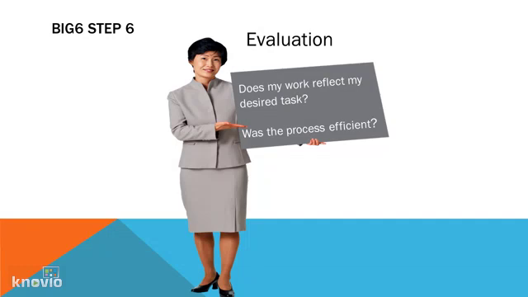Step 6 is evaluation. It's the last step in the Big 6 model. Here's where you're going to do some reflection on the 6 steps that you've already completed. Does your work reflect your desired task from step 1? Also, was the process efficient? Were you able to locate sources efficiently and gather information and then present it? You're going to reflect on all of this so that you can decide if you want to change up the way that you go through the Big 6 model, or if your task did not reflect your end product, what can you do differently next time to make sure that those line up?